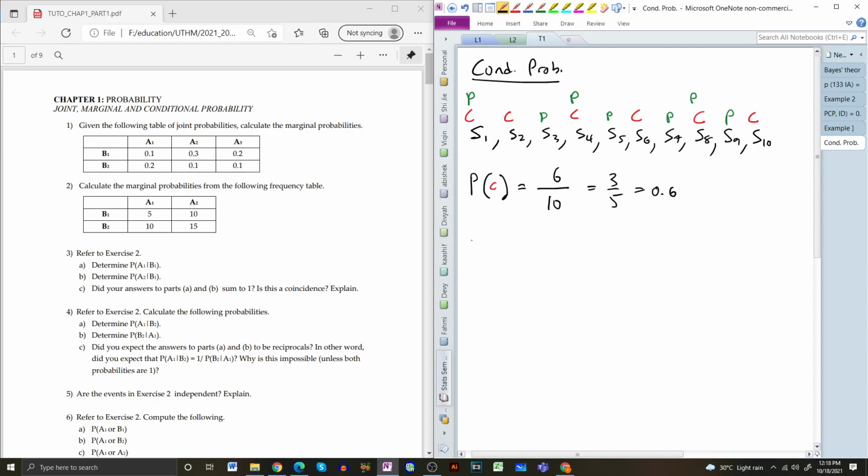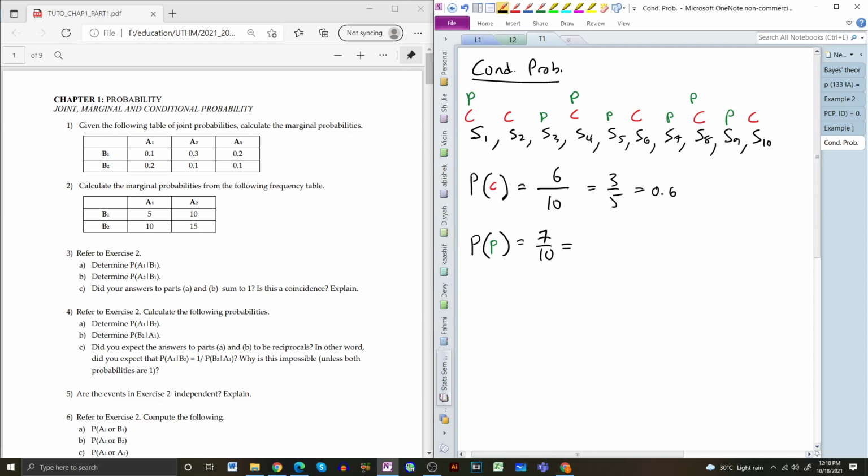Now let's say I want to find the probability of wearing spectacles. Then that would be 1 2 3 4 5 6 7, isn't it? Yeah, 7/10. Your sample size is still 10.